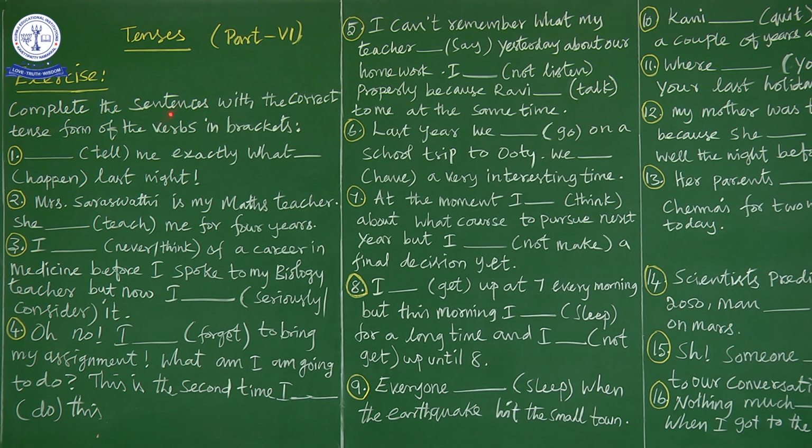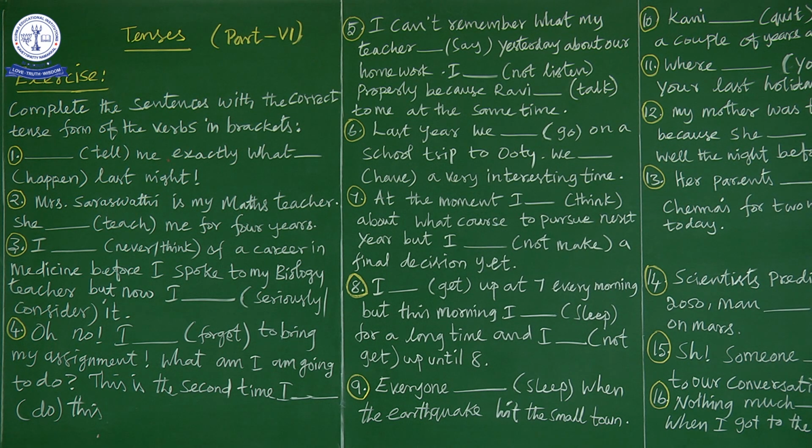Complete the sentences with the correct tense form of the verbs in brackets. So here we have an exercise where sentences are given. You have to choose the correct tense form of the verb which is given in the bracket. While teaching itself I told you, whatever we have in the bracket is the present form of the verb. We have to change this present form of the verb according to the tense. Okay, shall we move on to the first exercise? Yes, the first one.